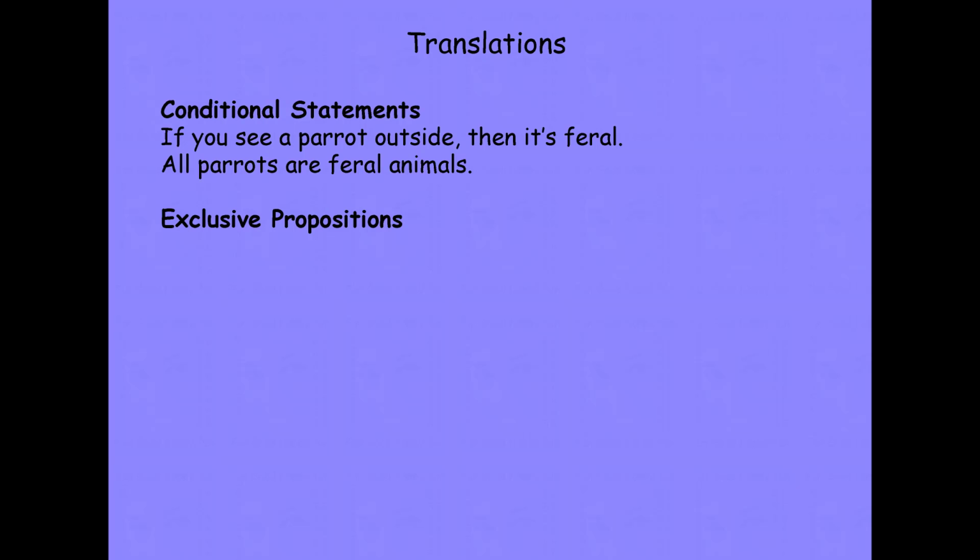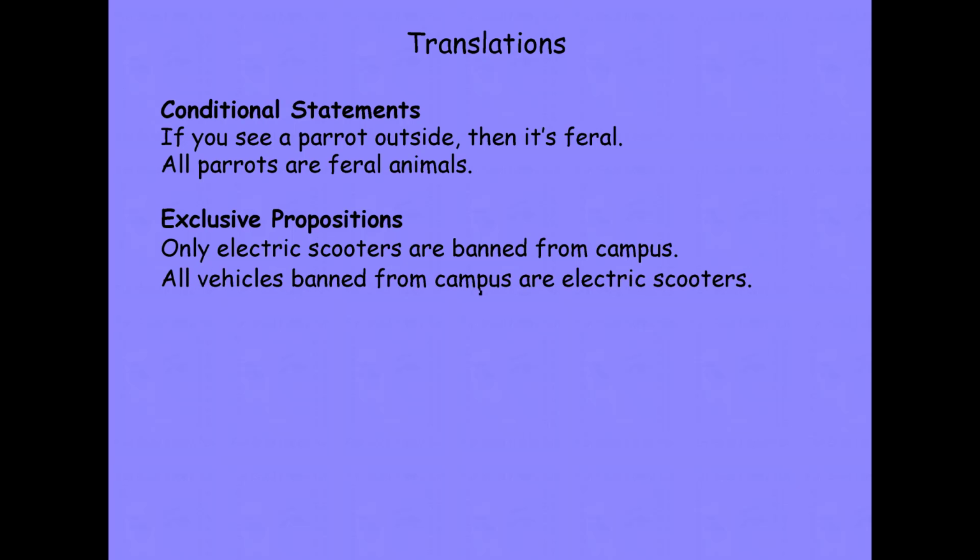Next, Hurley mentions exclusive propositions. These are propositions where the relationship is phrased in terms of exclusion. So for example, only electric scooters are banned from campus. We've got only here. That tells us that if you are something that is banned from campus, you've got to be an electric scooter. So all vehicles banned from campus are electric scooters.